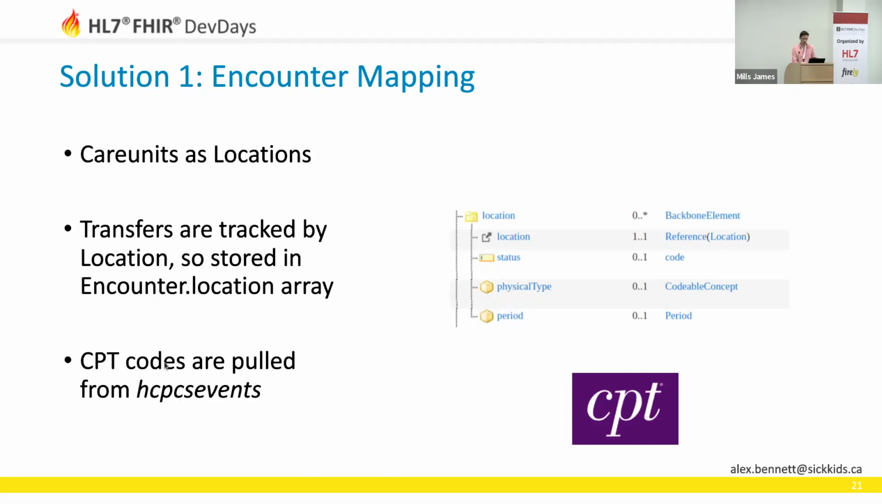And so the CPT codes are the main codes that we were able to pull in, and you can pull multiple of those into the encounter type.